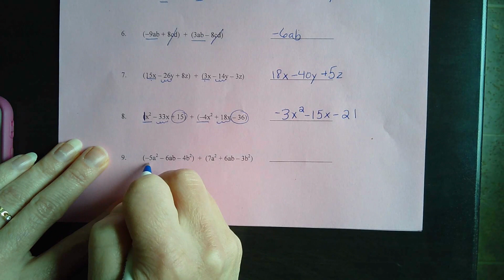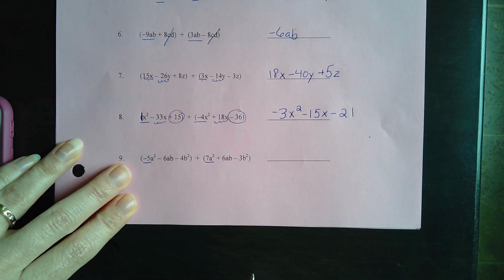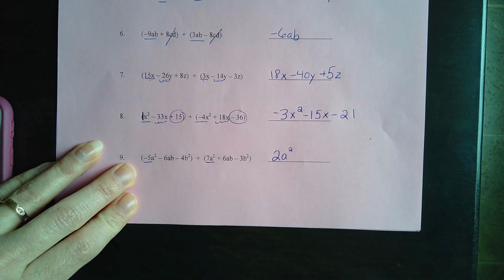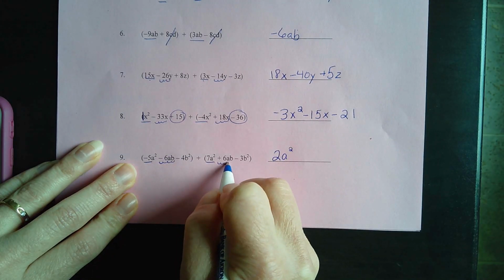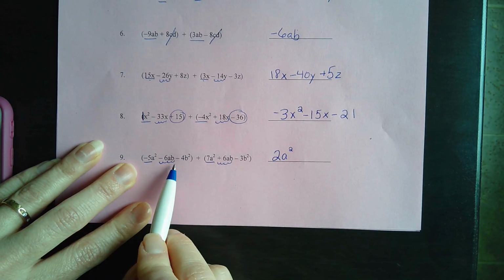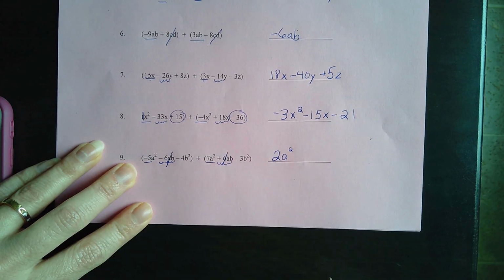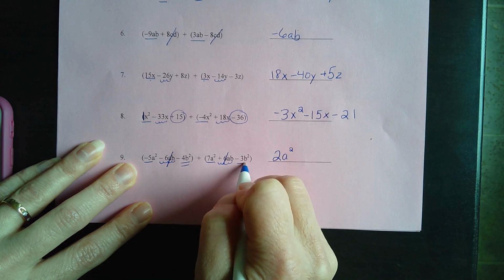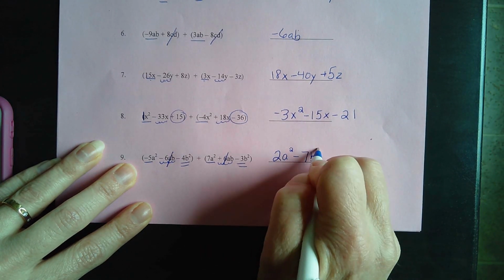Last one. Here's like terms. They both have a squared. Negative 5 plus 7 is 2a squared. Negative 6ab can be added to a 6ab. They're like, oh, they end up canceling because negative 6 plus 6 is 0. And then negative 4b squared plus a negative 3b squared is negative 7b squared.